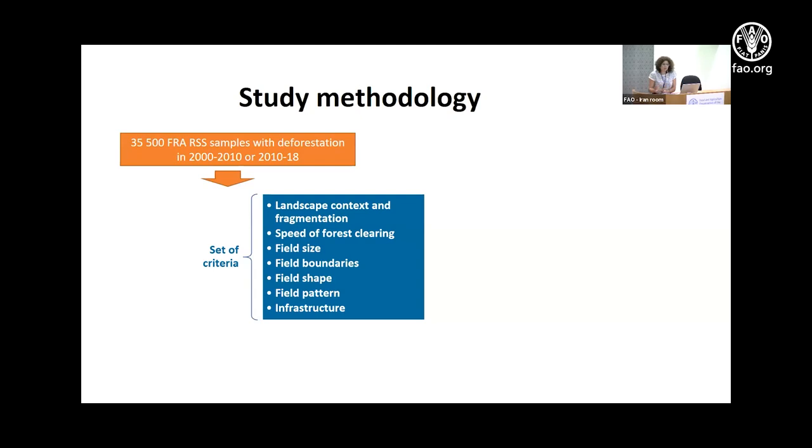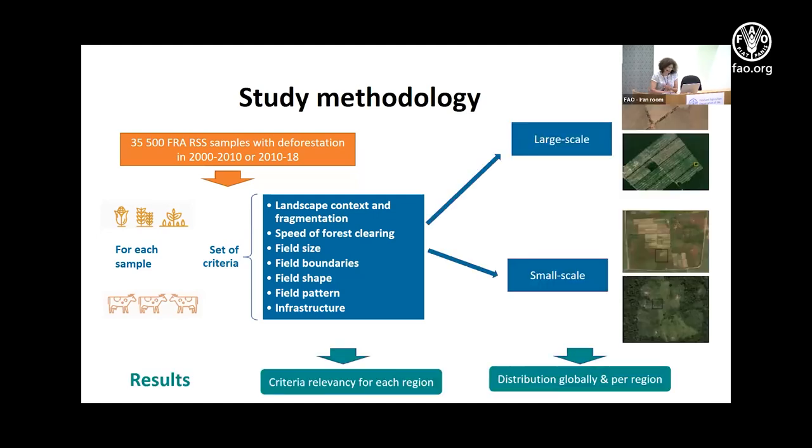The methodology was applied to each sample of the FRA remote sensing survey 2020, where we had identified deforestation since 2000. We looked at each of the samples, and for each sample of conversion from forest to cropland or to grassland for livestock grazing, we identified a set of criteria, geospatial characteristics, in order to quantify how much was associated to large-scale farming, and how much was associated to small-scale farming.